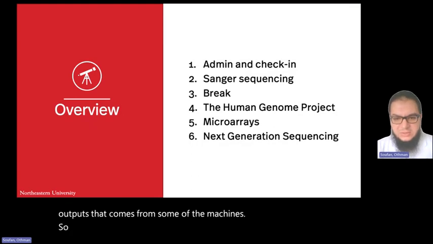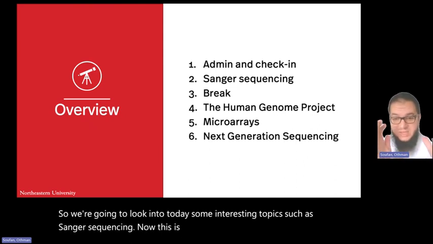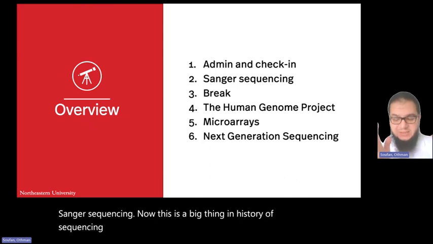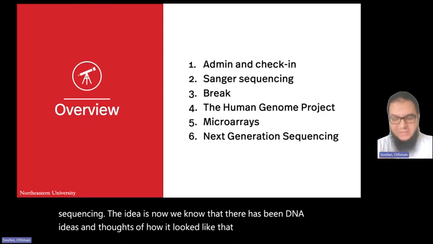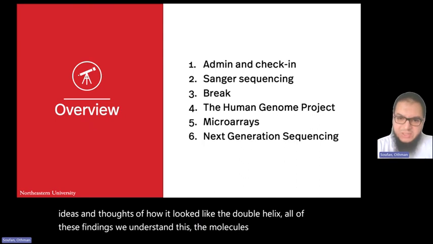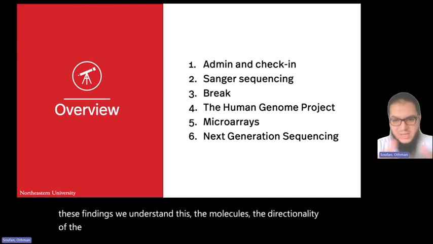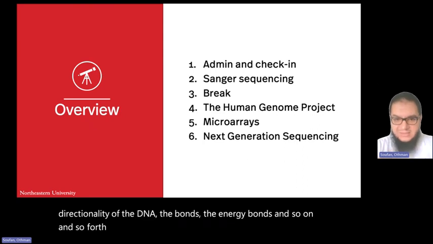So we're going to look into some interesting topics today, such as Sanger sequencing. Now, this is a big thing in the history of sequencing. The idea is that now we know there has been DNA, ideas and thoughts of how it looked, the double helix, all of these findings. We understand the molecules, the directionality of the DNA, the bonds, the energy bonds, and so on and so forth. How can we read that information?